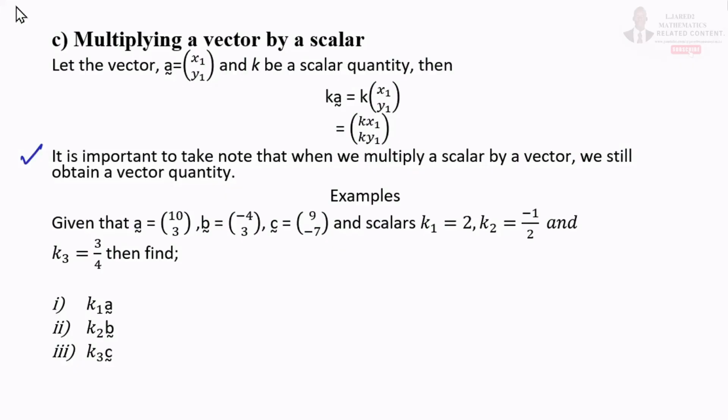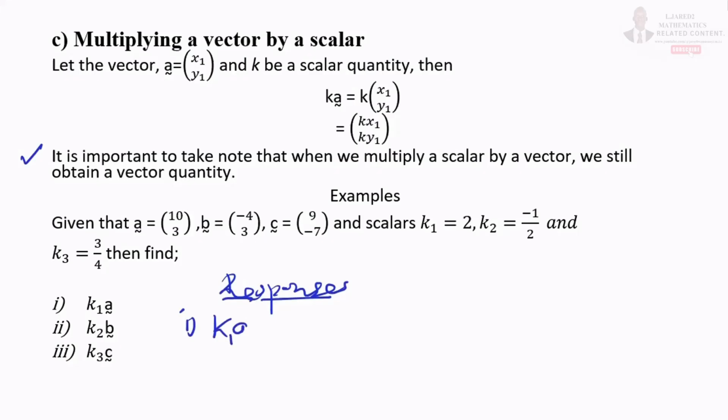So when a scalar or a constant multiplies a vector, still we get a vector. We have examples. Given that vector A is (10, 3), vector B is (-4, 3), and vector C is (9, -7). And scalars, K1 we have 2, K2 we have negative a half, and K3 we have 3 quarters. Then find, we have Roman number 1, find K1 multiplied by vector A. So we can have our responses.